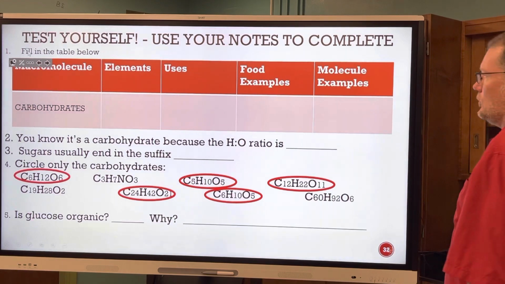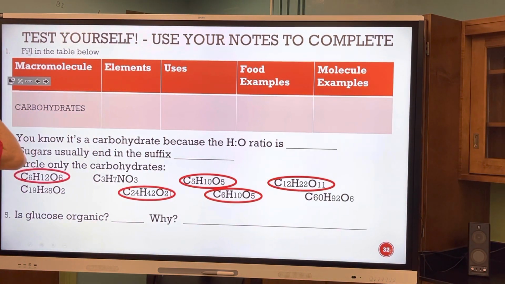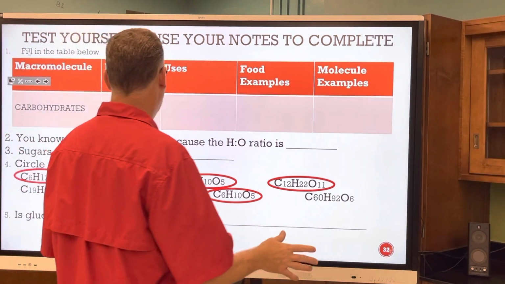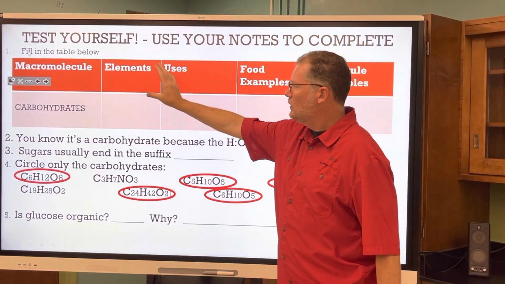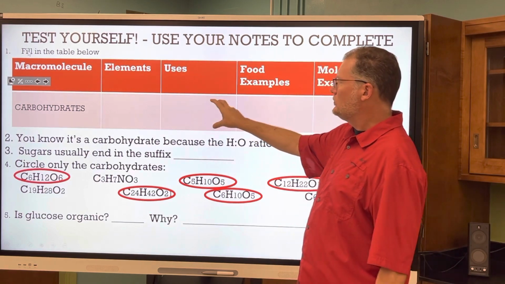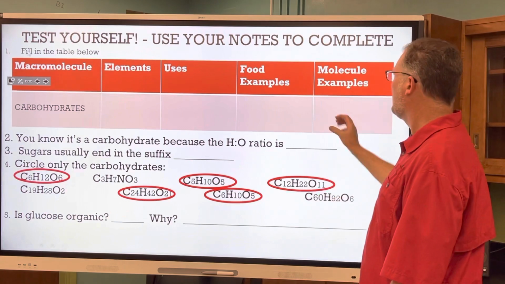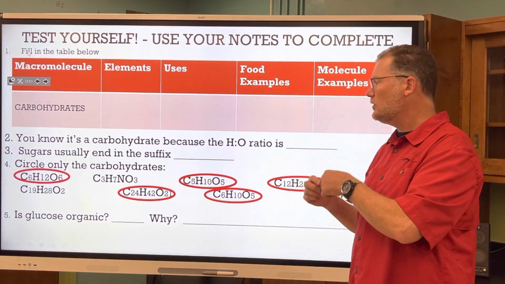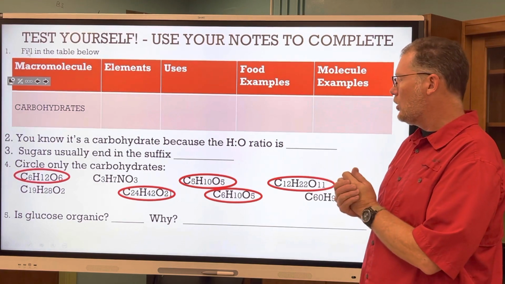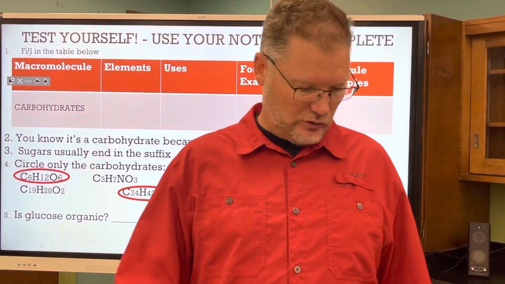All right, so now it is time to test yourself. So you will see here lots of fill-ins. You're going to fill in the carbohydrate, what elements, what its uses are, food examples, what kind of foods you can find carbohydrates in, and molecule examples, chitin being one of them, which we just discussed. So this is kind of summing up the whole carbohydrate thing, and then you're going to answer the rest of those questions on your own.